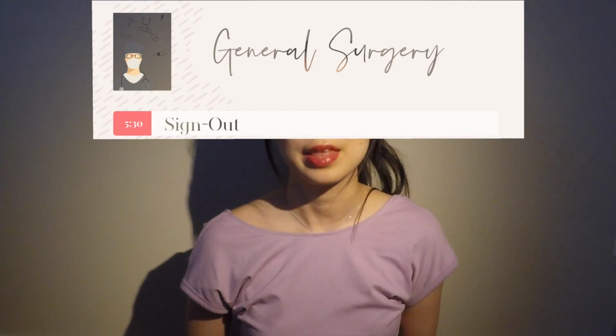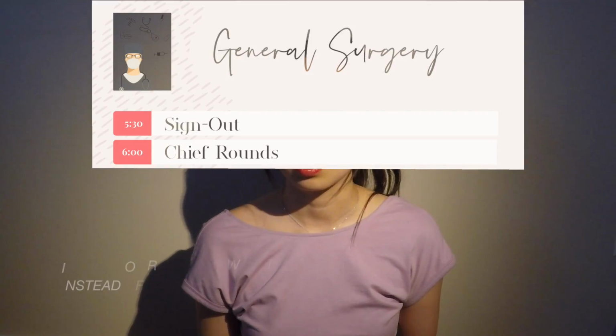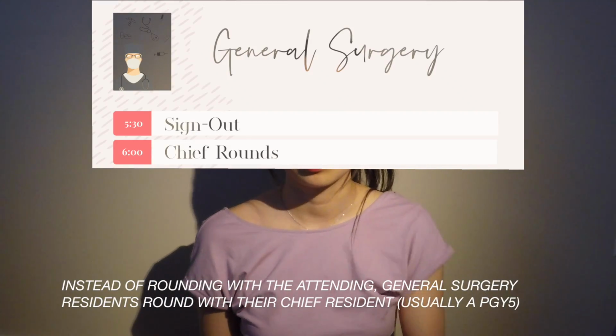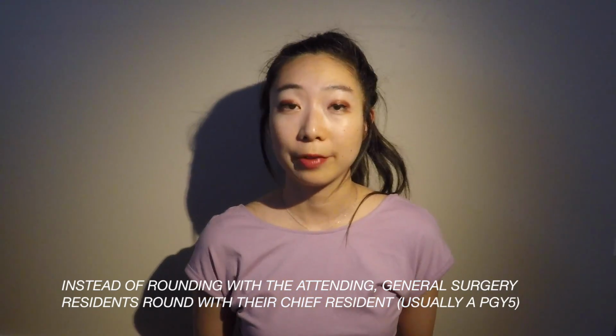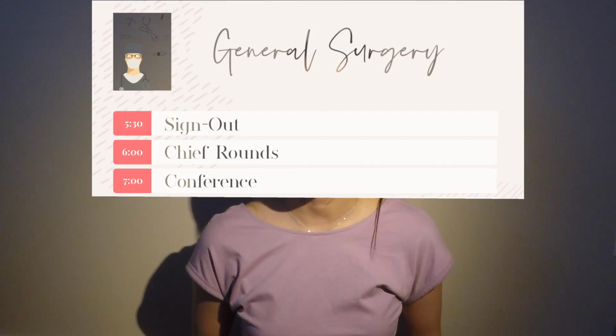So the general surgery resident will arrive at the hospital around 5:30 a.m. At that time, they will check and review the list of patients they have, similar to what the internal medicine resident does as well. At 6 o'clock a.m., they will round with their chief resident. After rounding with their chief, it will usually be around 7 o'clock, and at 7 o'clock, all the residents go to the conference. After the lecture, it will be about 9 a.m. in the morning.